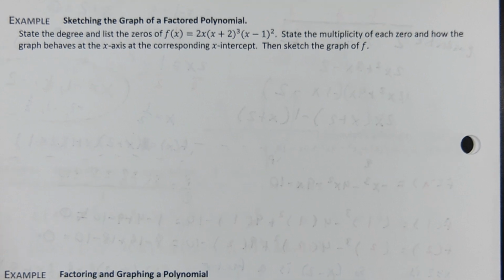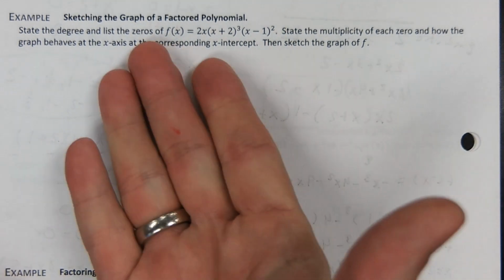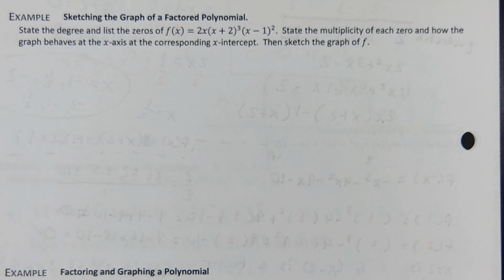So let's sketch the graph of this polynomial. It's already factored for us, which is great. We don't have to do any rational root theorem. We don't have to do any remainder theorem. And we don't have to do any synthetic division. It's done for us. It's factored.